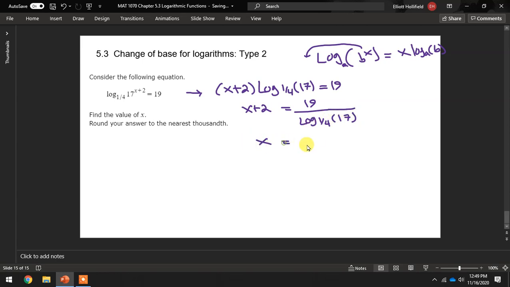Now we can subtract 2. x is equal to 19 divided by the log base 1/4 of 17, minus 2. And now we can even use our change of base formula to put this into a form that we can plug into a calculator.